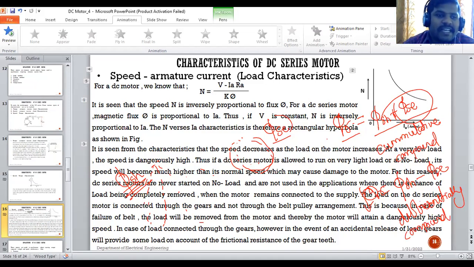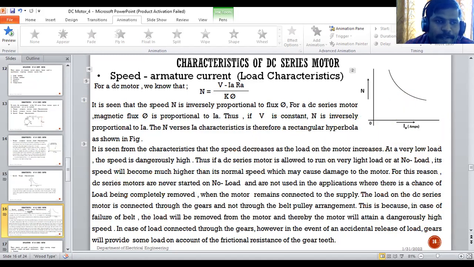So we want to understand the torque versus armature current characteristics, the speed versus armature current characteristics, and the speed torque characteristics. In that, first we will understand the torque versus armature current characteristics. See, the torque developed in the case of a cumulatively compounded motor will increase.